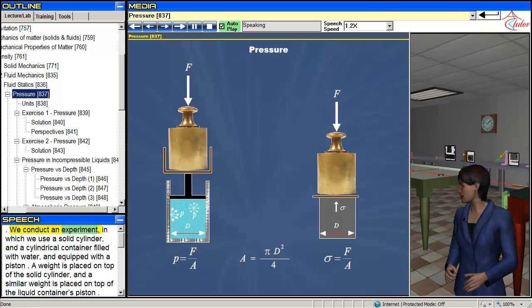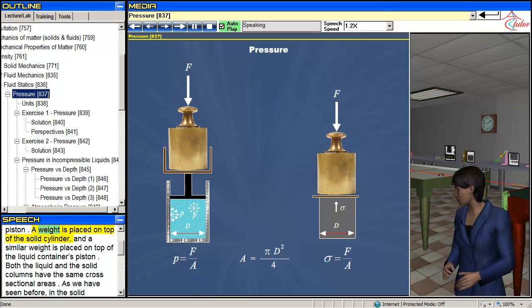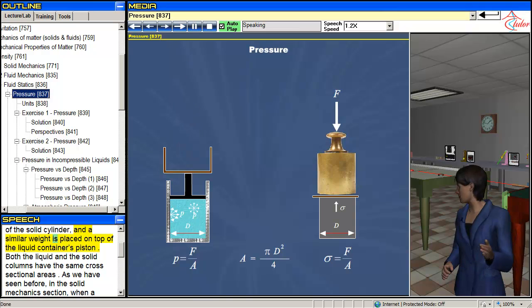We conduct an experiment, in which we use a solid cylinder, and a cylindrical container filled with water, and equipped with a piston. The weight is placed on top of the solid cylinder, and a similar weight is placed on top of the liquid container's piston.